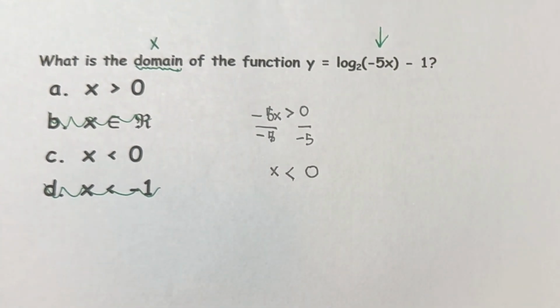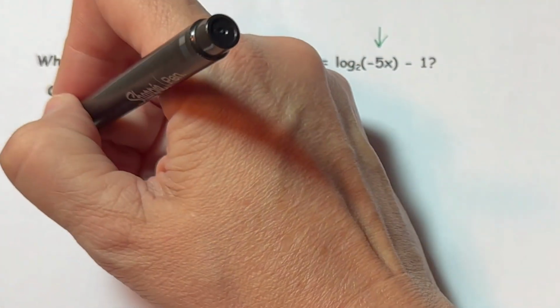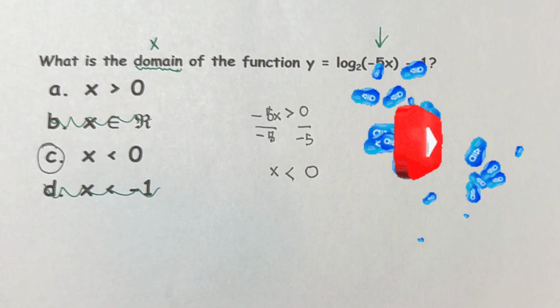So I get x is less than 0. 0 divided by negative 5 is 0. So x is less than 0. My answer is C. And there you go.